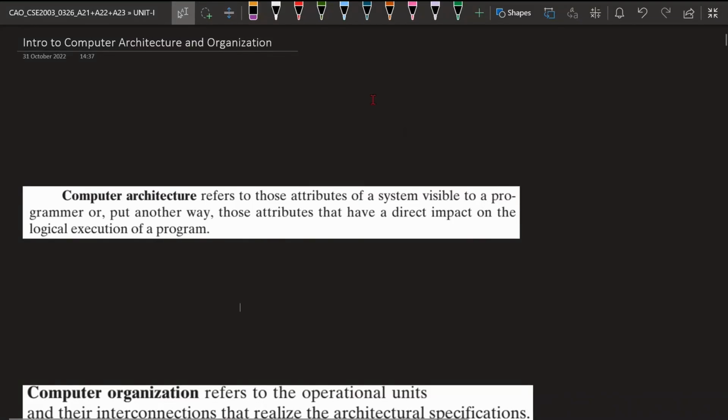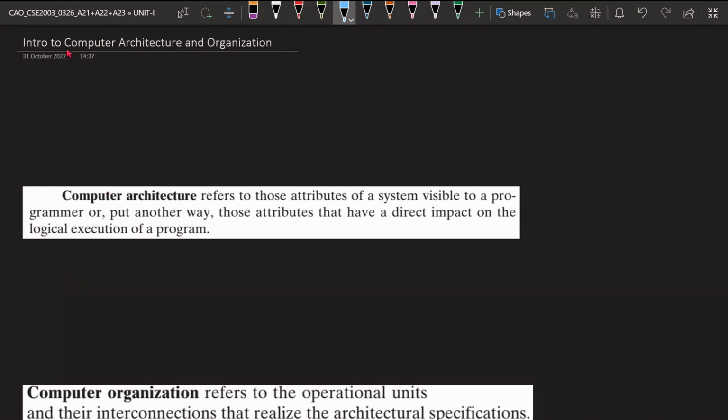We will be starting with the architecture and organization of the computer: how the computer is made up, what different components constitute a computer system, and what these different components basically do in a computer system to get a particular output. So basically we will be starting with organization and architecture.